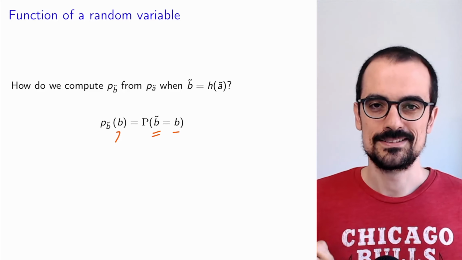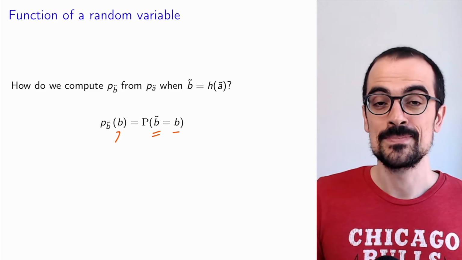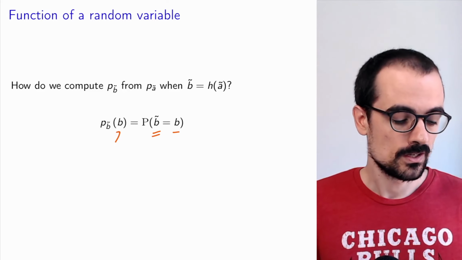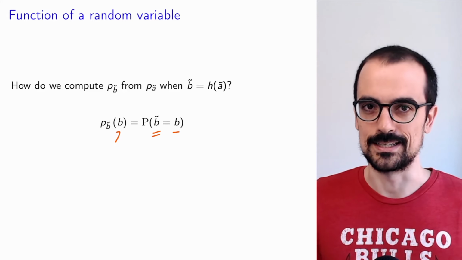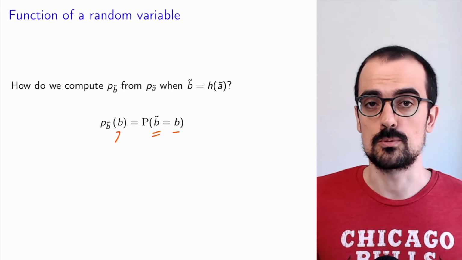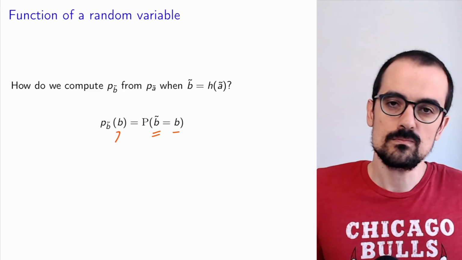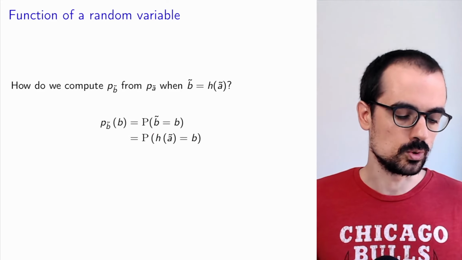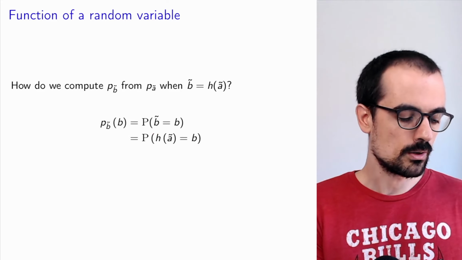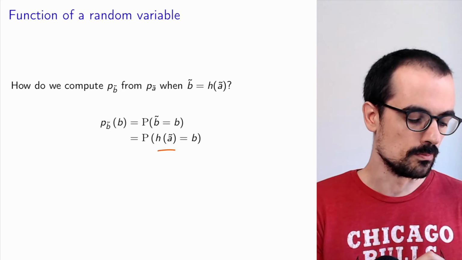So we know the probability mass function of A, and as I often tell you, when you're doing derivations, you need to take into account what you know, and you need to try to get there. So in this case, we know the probability mass function of A. Let's try to express this in terms of A. And we know that B is equal to h(A), right? So now we have the probability that h(A) is equal to b.